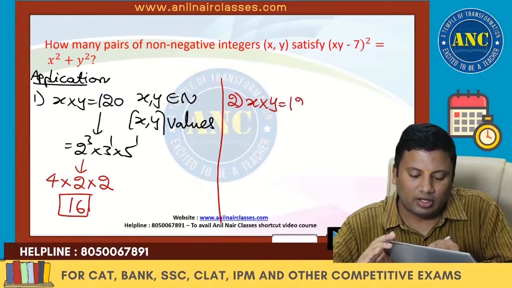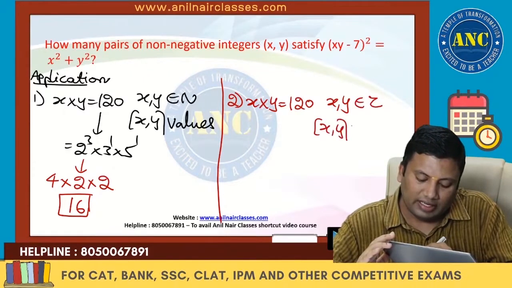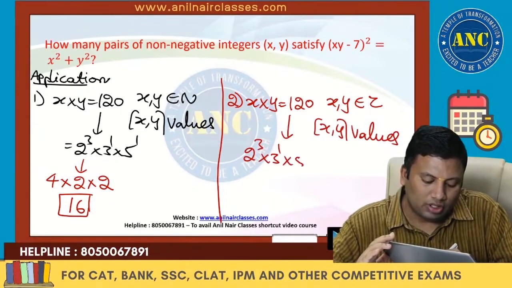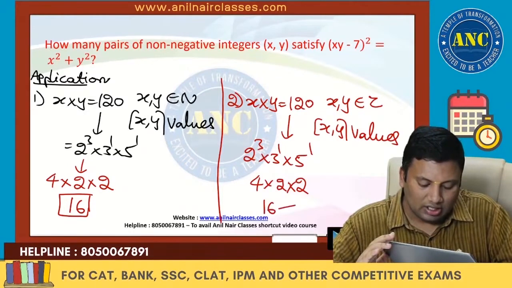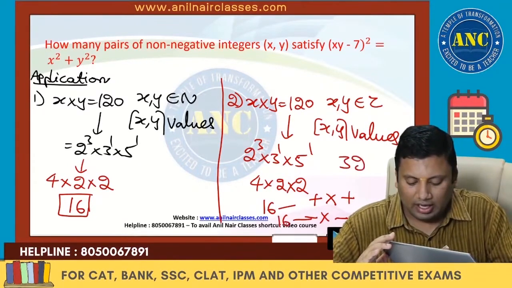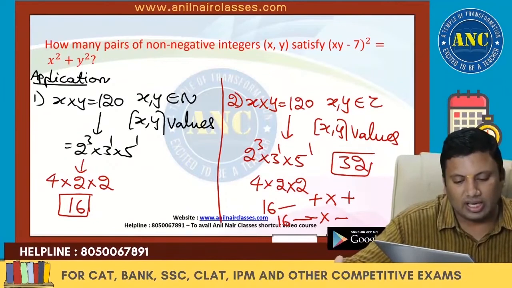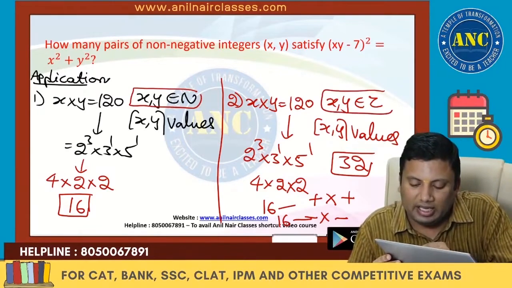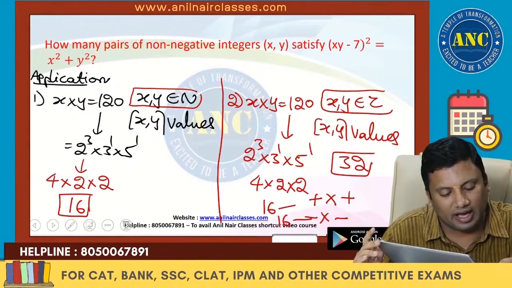x into y equivalent to 120. x and y are integers. How many values will xy take? 120 is 2 cube into 3 into 5. So, the number of factors will be 4 into 2 into 2, 16. 16 will be positive into positive. Negative into negative also there will be 16. Answer is nothing but 32. First key point and its application. If it is natural numbers, only positive values. If it is an integer, positive into positive and negative into negative. 32. First key point, I hope it is clear.